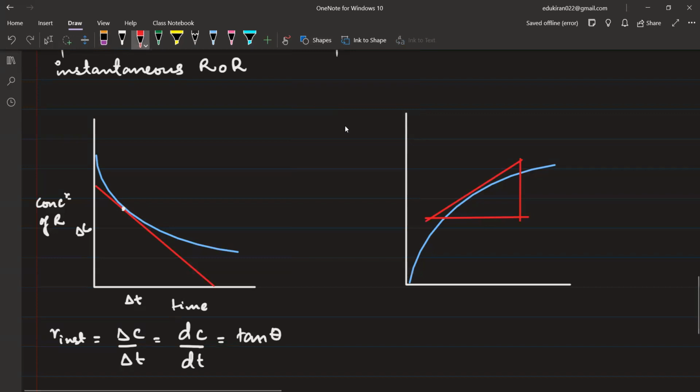Please see here, guys. From here to here, I will check the delta C. This is the change in the concentration. And from here to here, this part is my delta T. Okay. Again, in this case, when we are having the instantaneous rate of reaction, this will be equal to change in concentration divided by change in time, which will be equal to small change in concentration divided by small change in time, which will also be equal to tan theta.